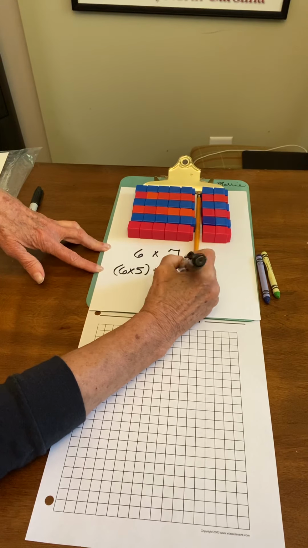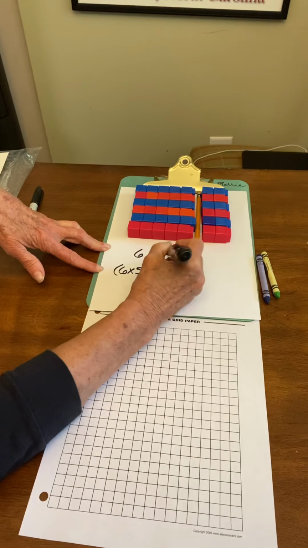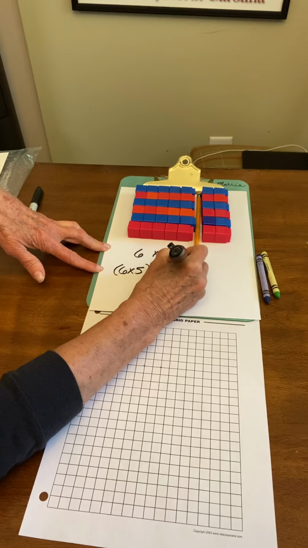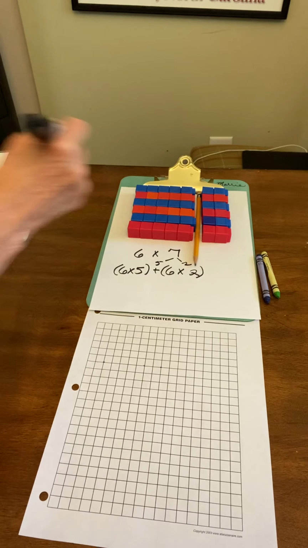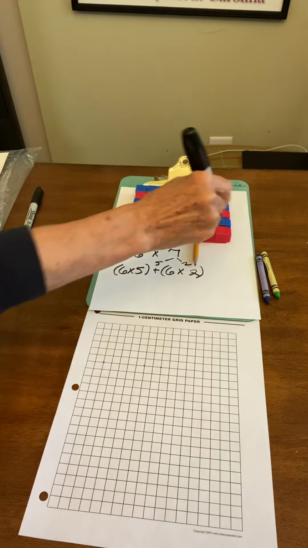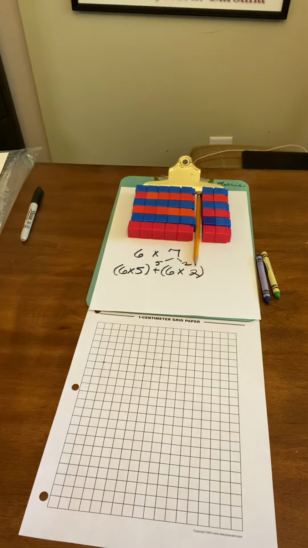So now I have 6 times 5 plus 6 times 2, because I decomposed this 7 into a 5 and a 2. So here, this is my 6 times 5, this is my 6 times 2. You can also let the kids draw this on grid paper. So you can take a crayon and draw what we have right there. And then this is my 6, and this is a 5. Okay, let me change colors. And this is my 2.